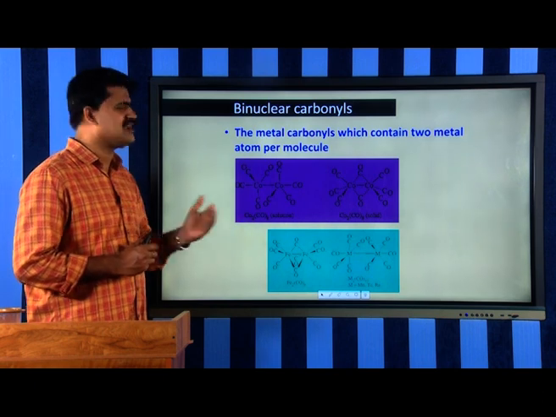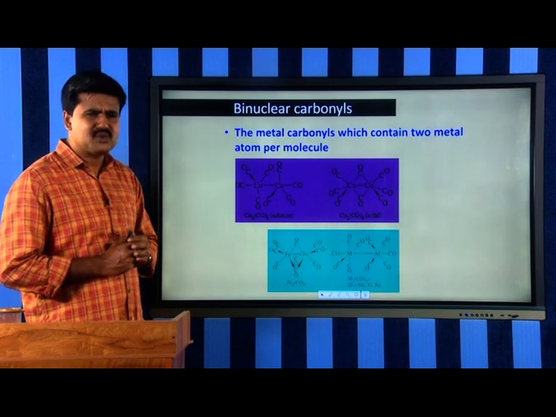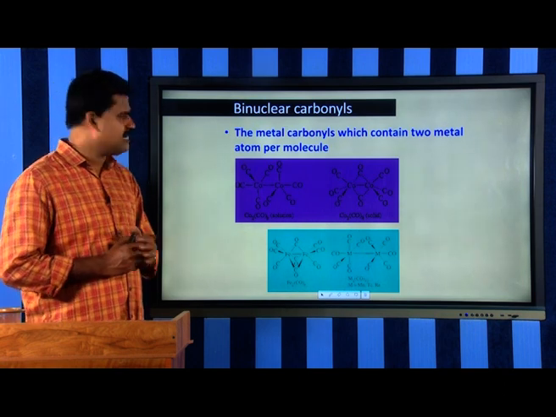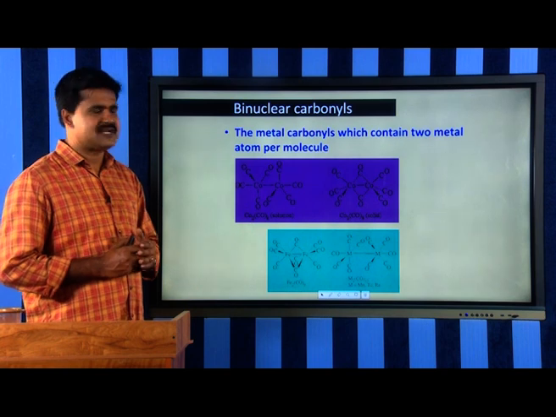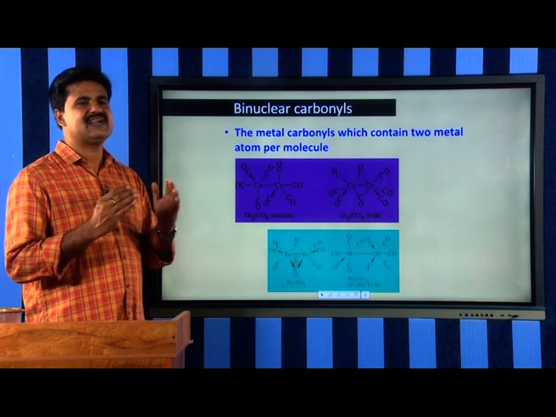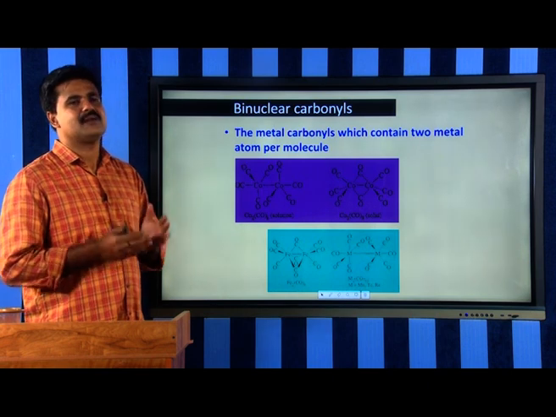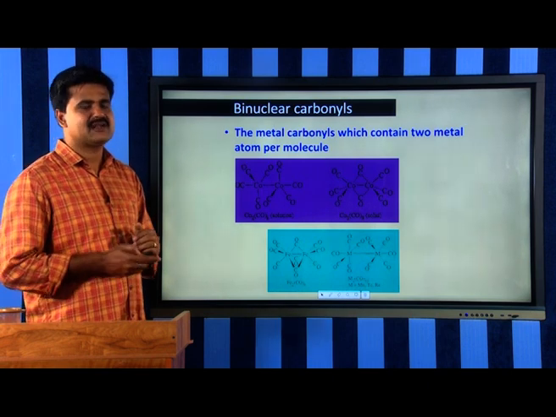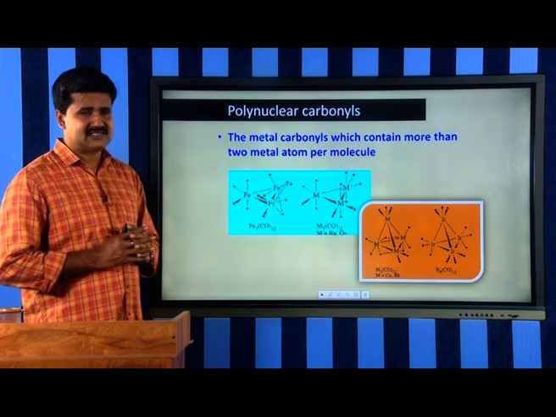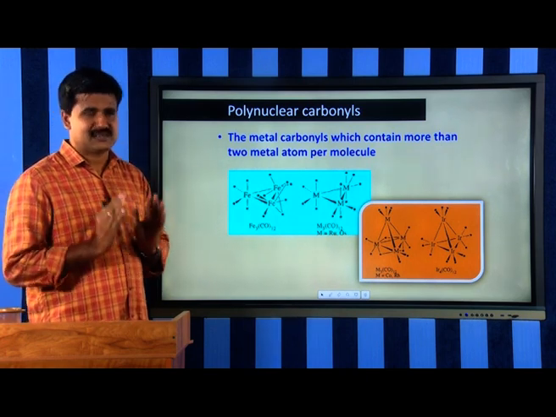Some other examples for binuclear or dinuclear carbonyls are Fe2(CO)9, then M2(CO)10, where M is molybdenum, technetium, or rhenium. Now, polynuclear carbonyls. What are polynuclear carbonyls?